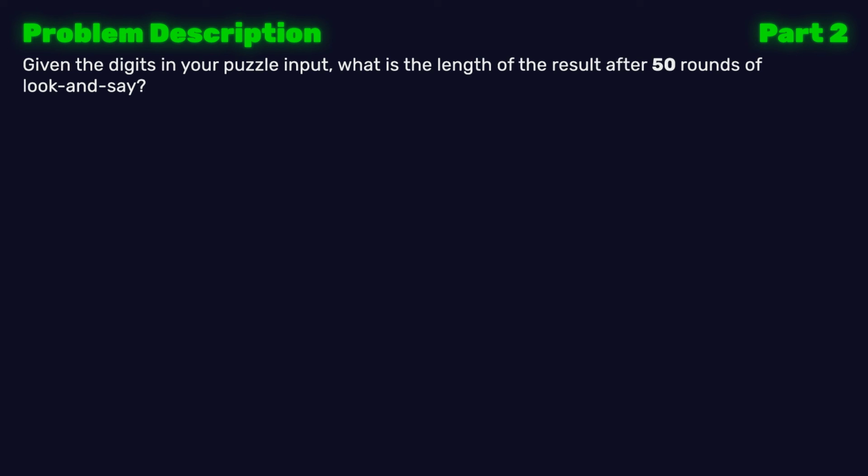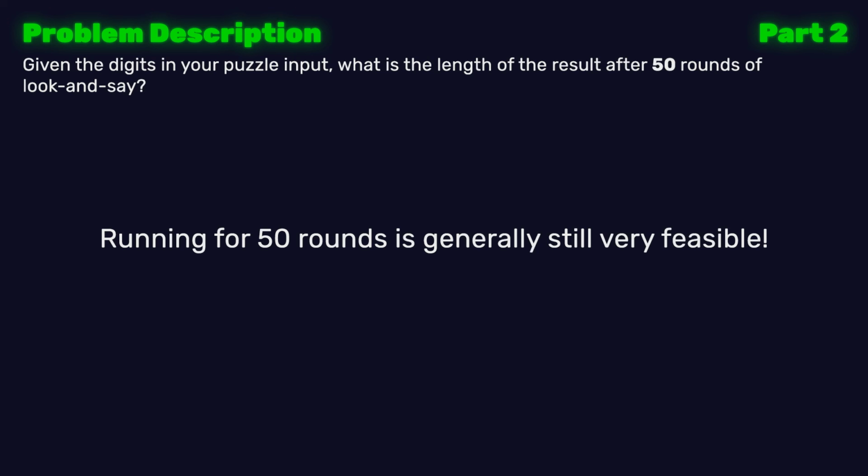Now, today's part 2 is not very exciting. We are being asked to perform the same game, but for 50 rounds instead of 40. And you know what? Running for 50 rounds is generally still very feasible with the algorithm which we've just seen. And that makes for a pretty short day 10.